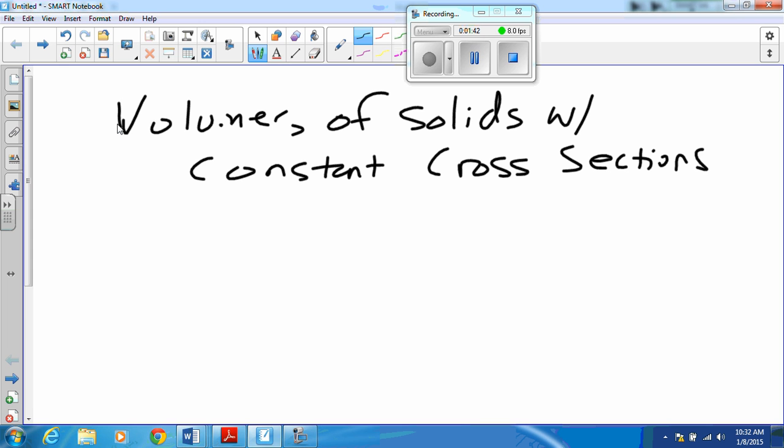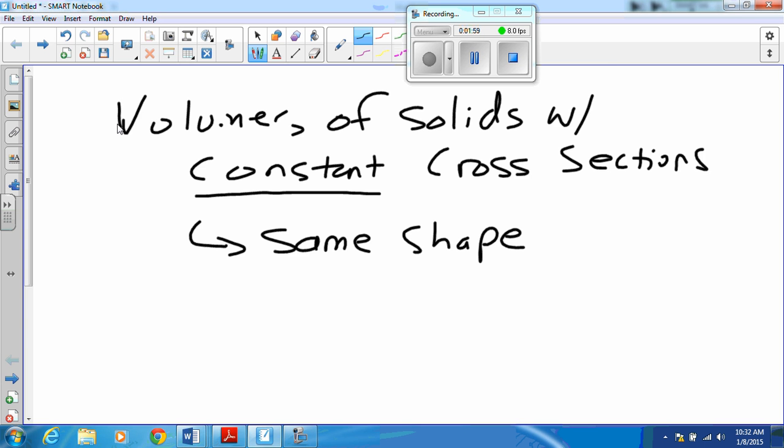So what I mean by constant: the word constant here means that the cross-sections of the solid are a constant shape, but not the same size.